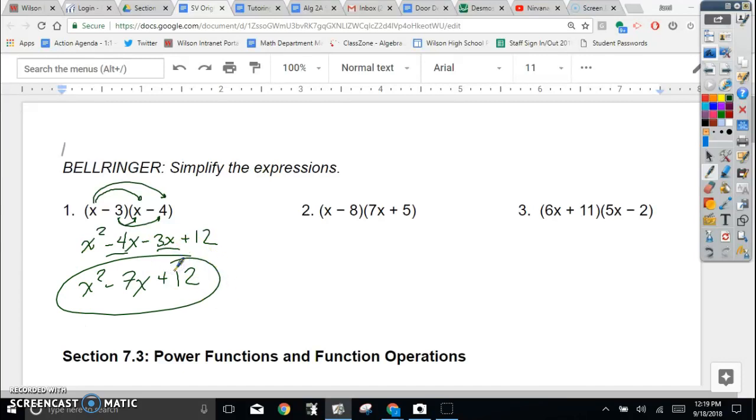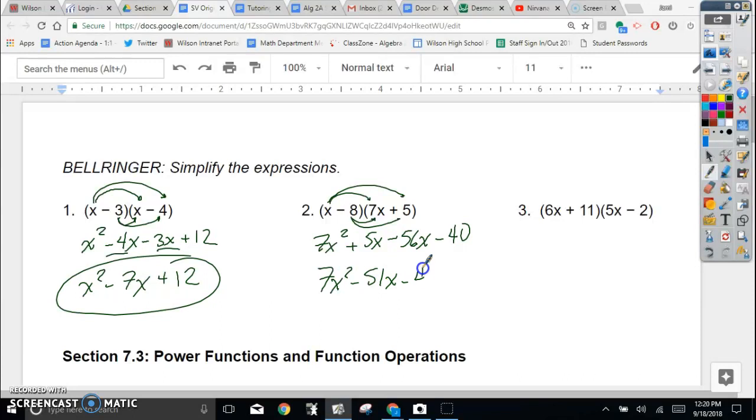In 2, it's the same thing, a binomial times a binomial, so we'll distribute this x into 7x. We distribute x into 5, which is positive 5x. Now the inner, which would be -8 times 7x, which is minus 56x. And -8 times positive 5 is minus 40. So I had 7x squared minus 51x minus 40. And 2's finished.